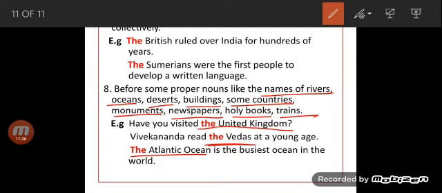In the next session, we will discuss the omission of articles.